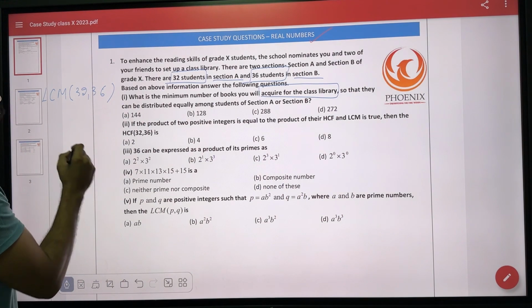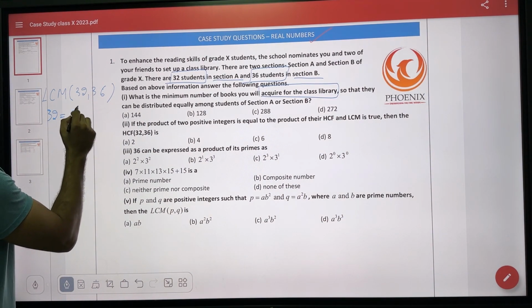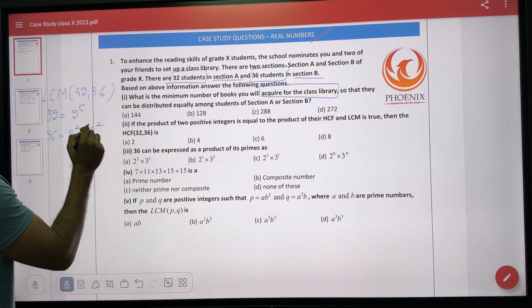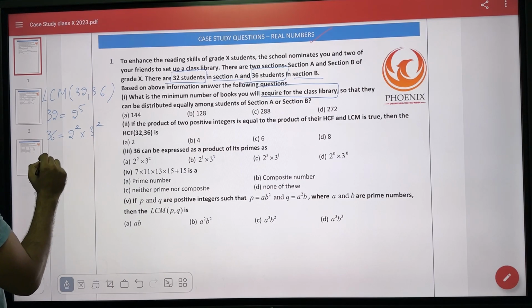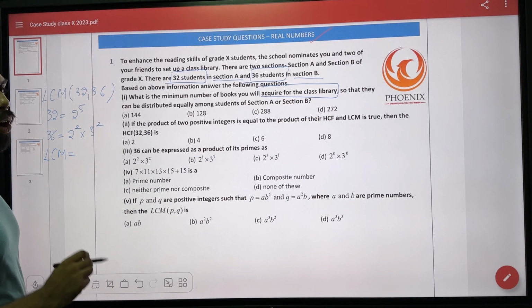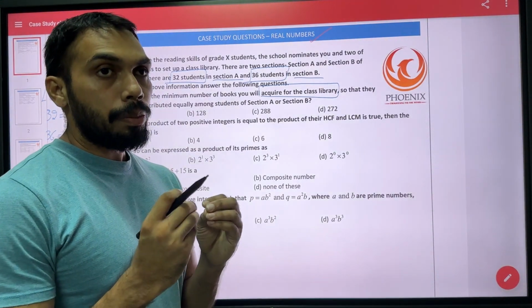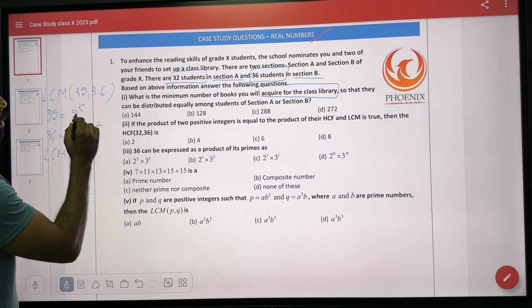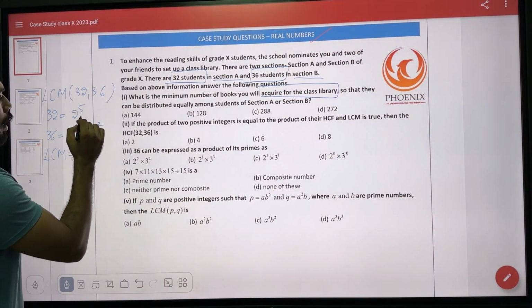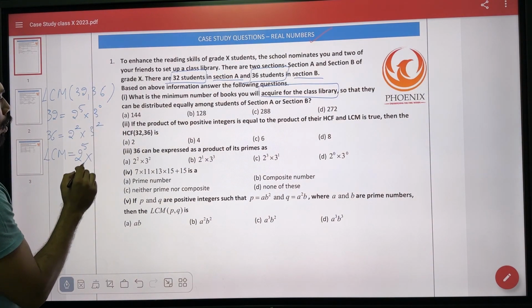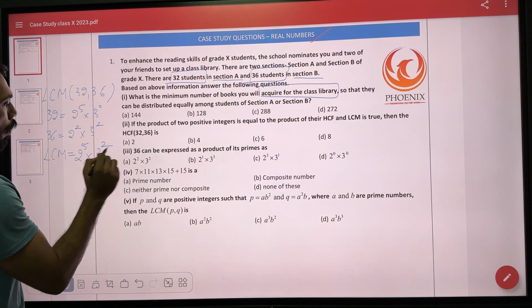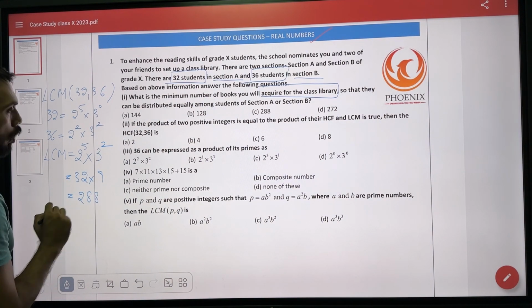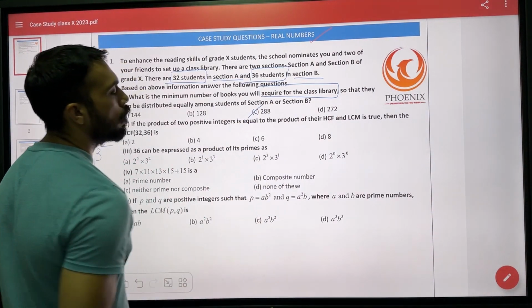So how to find the LCM? We know the trick that 32 can be prime factorized as 2 to the power 5 and 36 can be prime factorized as 2 square into 3 square. If I want to find the LCM, we always pick the highest power of the prime number. In this case, 2 is a prime number and the highest power among 5 and 2 is 5, and here 3 is not available. I can always write 3 to the power 0, and the highest power of prime number 3 is 2 over here. So this is nothing but 32 times 9, which is going to be 288. So that's the answer to the first part of the question. So this is option C.